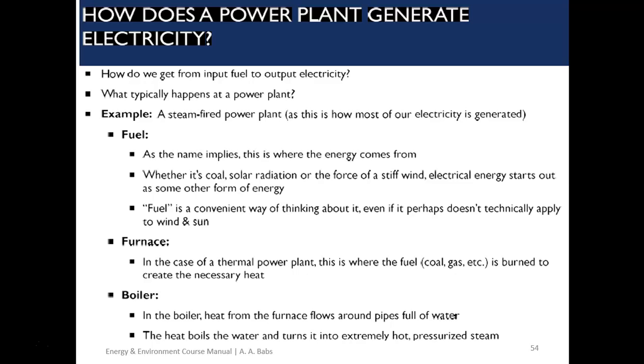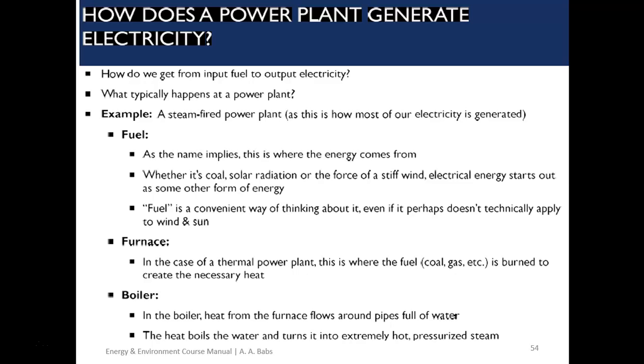Apart from the fuel, we also have what we refer to as the furnace. In the furnace, what goes on there is burning. The fuel is burned to create necessary heat in the furnace. For example, this is the case with thermal power plants. And some of the fuel used in this type of plant include coal, gas, and so on. So we have the fuel, we have the furnace, then we have the boiler.